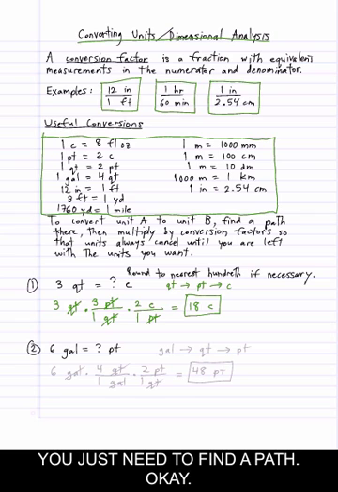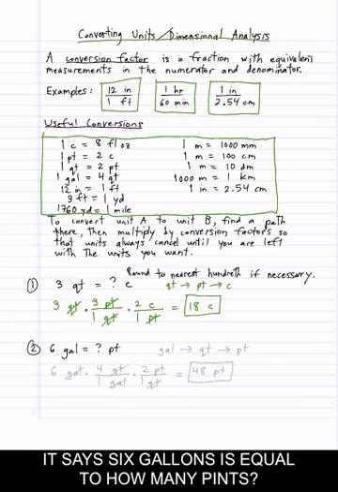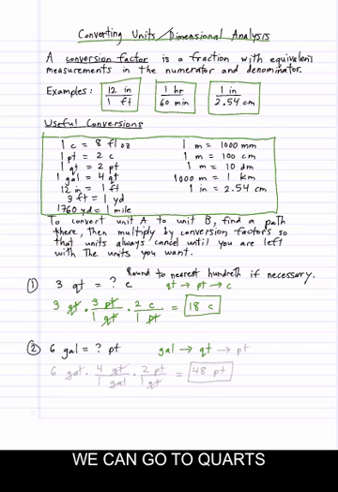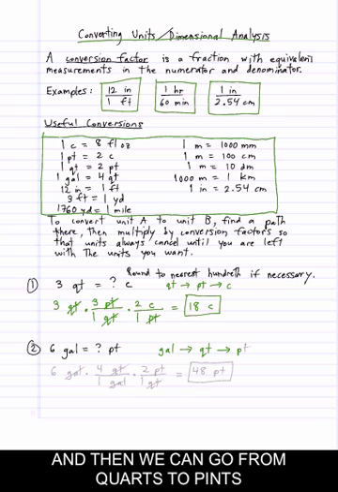You just need to find a path. Okay, let's try the next example. It says 6 gallons is equal to how many pints? Well, we want to go from gallons to, what's the next thing? We can go to quarts, and then we can go from quarts to pints, and that's going to bring us there.